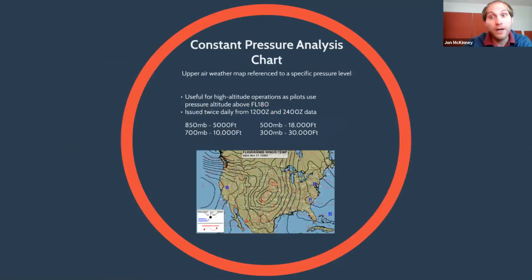Constant pressure analysis chart. So we said there's only 3 variables to weather: temperature, pressure, and moisture. We are now studying pressure. Constant pressure analysis chart. Upper air weather map reference to a specific pressure level. So useful for high altitude operations as pilots use pressure altitudes above flight level 180.